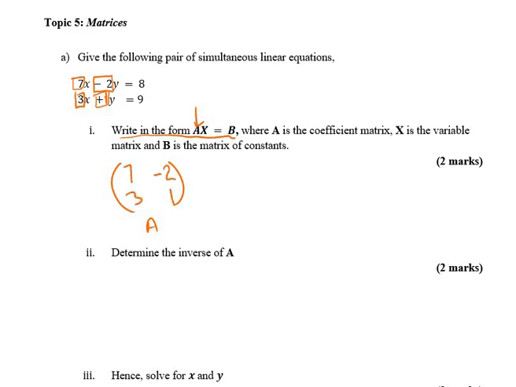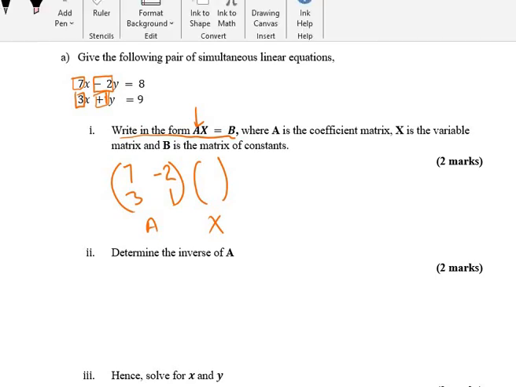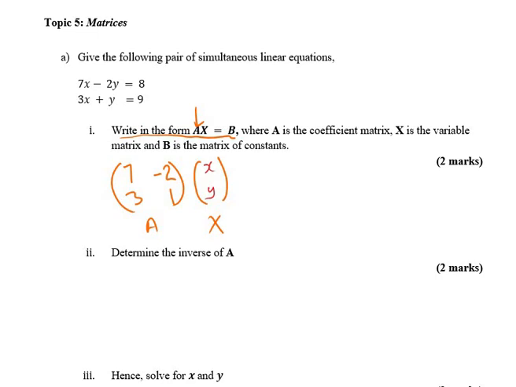They're just entries, alright? So these numbers are not connected. They're separate numbers written in a rectangular array. Next, we have the variable matrix X. And so we're looking at the variables that we've been given. We have been given the variables X and Y. And so we're going to utilize those two variables in that matrix X. The next matrix is our matrix B. That's the matrix of constants, or our constant matrix. The constants are those numbers after the equal sign. So we have 8 and 9. Plug them in right there.